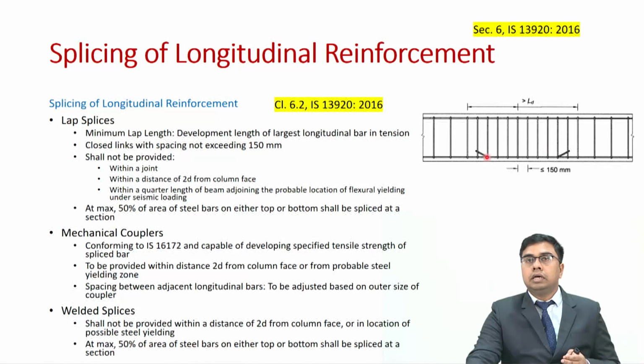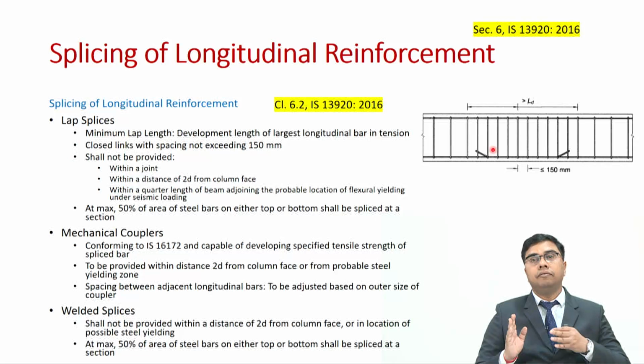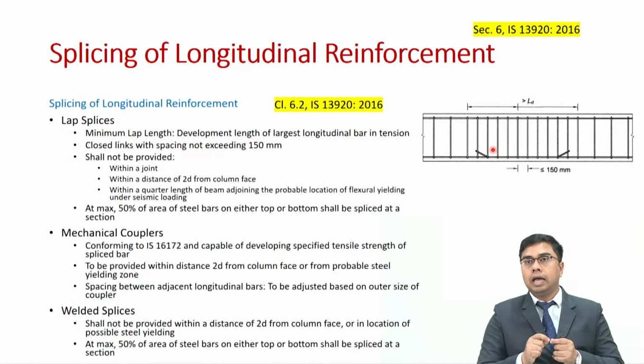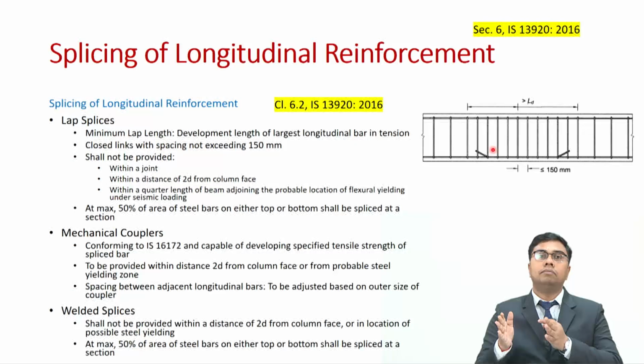Further on, this lap splice should not be provided at certain locations. It should not be provided within a beam column joint. So at a beam column joint, your beam reinforcement, the longitudinal reinforcement in the beam, has to continue all through the joint. You cannot have a lap splice within a distance of 2D from the column face.